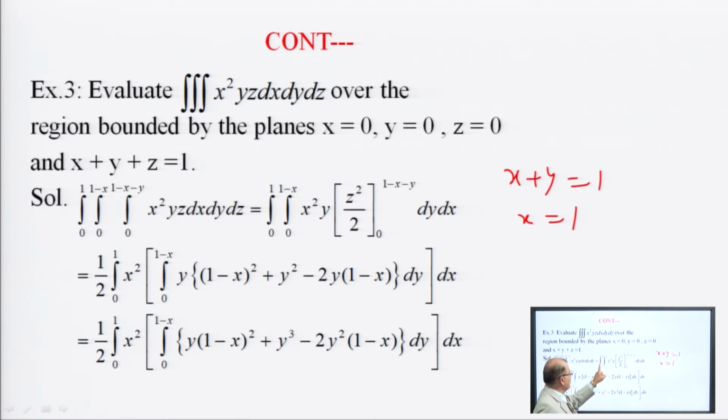Since y contains one variable, 1 minus x, we integrate with respect to y the second time. Taking x outside, we get y times 1 minus x square plus y square minus 2 y 1 minus x, dy. Integrating and solving it, we get this.